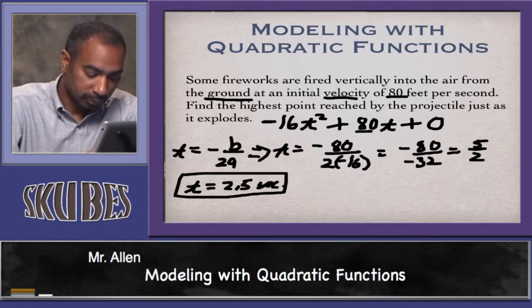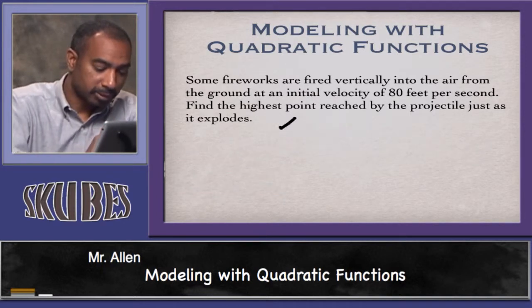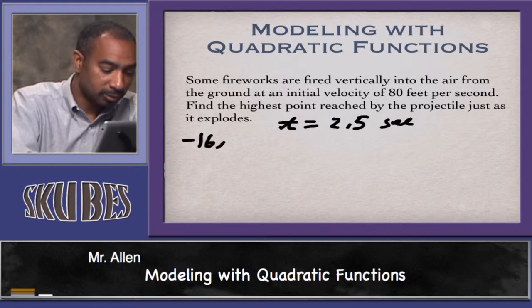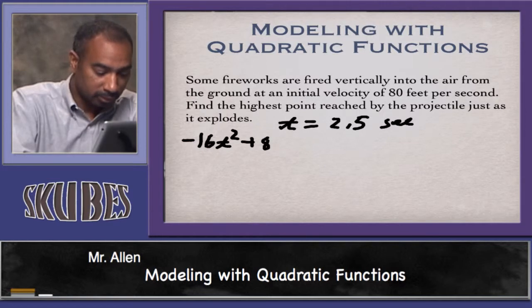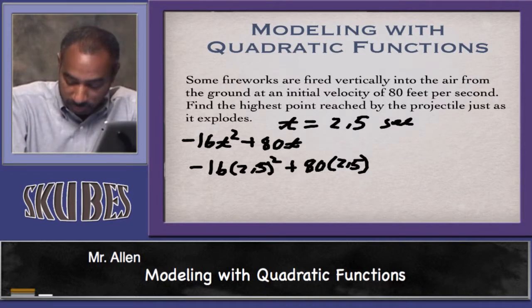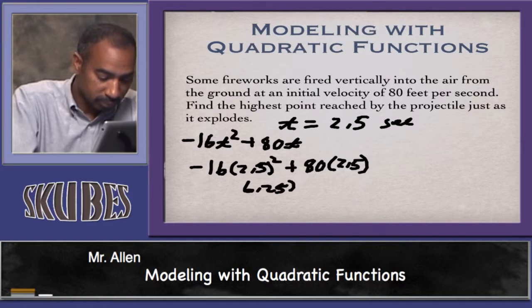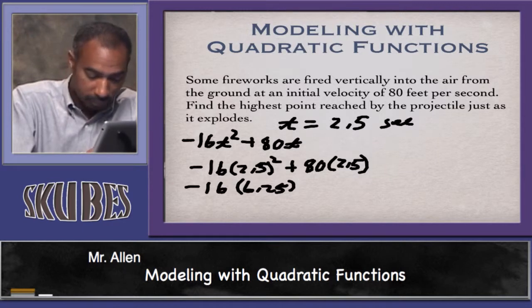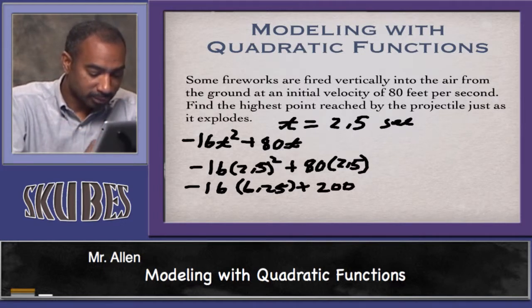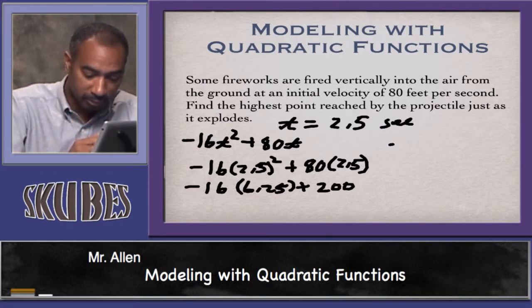So let's do that. We know that t is 2.5 seconds, and we're going to evaluate it into negative 16t squared plus 80t. So this gives us negative 16 times 2.5 squared plus 80 times 2.5. The rest is just order of operations. You square 2.5, which I believe is 6.25, and multiply that by negative 16. And 80 times 2.5 is 200. If you multiply negative 16 times 6.25, you get negative 100.